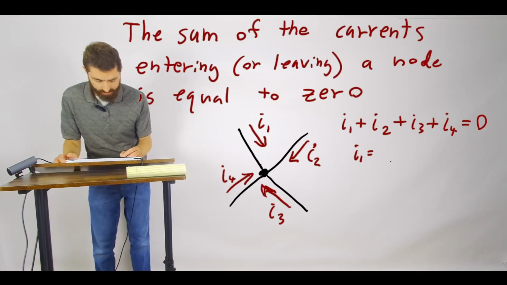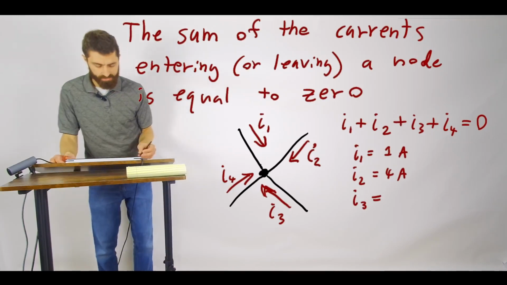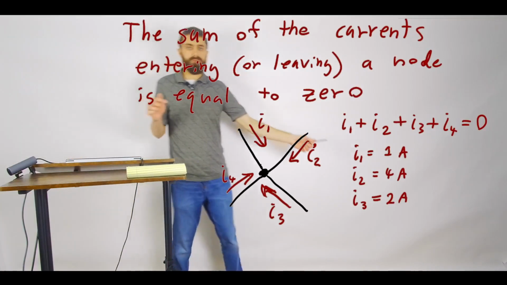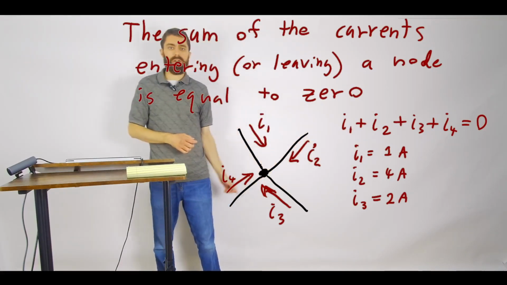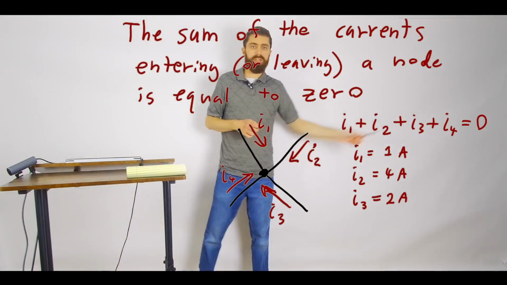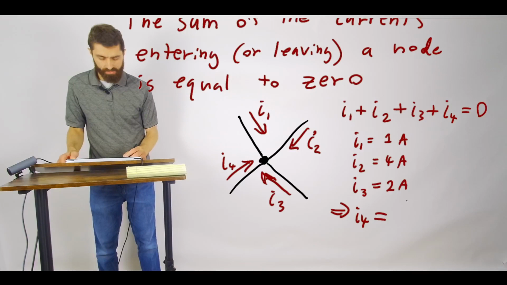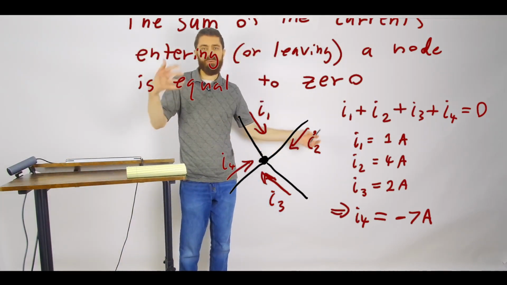So let's say, for example, we know that I1 is equal to 1 amp, and then I2 is equal to 4 amps, and then I3 is equal to, let's say, 2 amps. So if these are all given, and you know they're all going in, we've specified all the directions here. The only current we don't know about is I4. So if we plug these numbers into that equation and solve for I4, I4 is going to be equal to negative 7 amps.